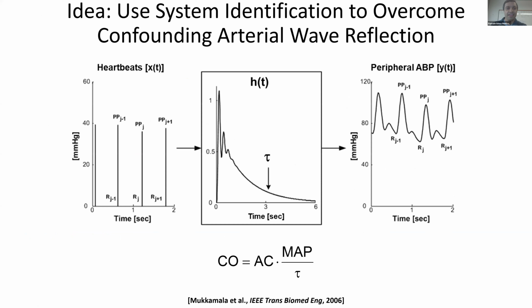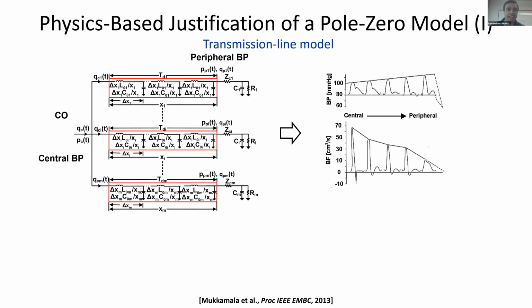Okay, so this method right here might be reminiscent to some of all-pole modeling of voice speech. And so we therefore tried to justify the assumption of a pole-zero model based on physical modeling of the arterial tree. A popular arterial model is a parallel connection of M ideal lossless transmission lines terminated by 3-parameter Windkessels.